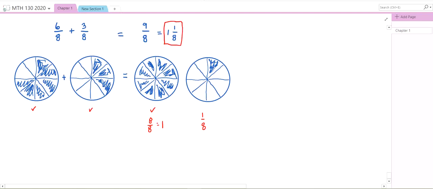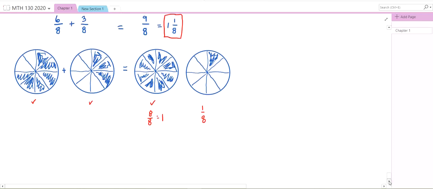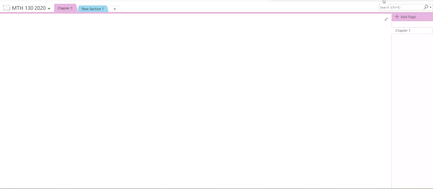So what are we doing really? What we're doing is we're not touching the denominator when we do addition with fractions. We just add the numerators together. So whenever we perform addition on fractions, we need to make sure that the denominators are the same, and then just add the numerators together.